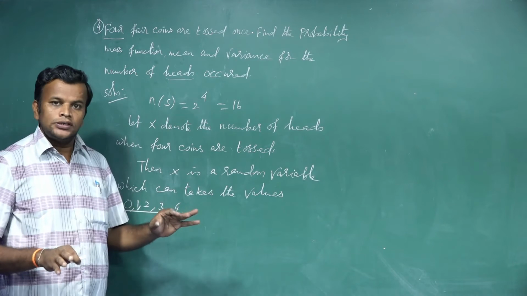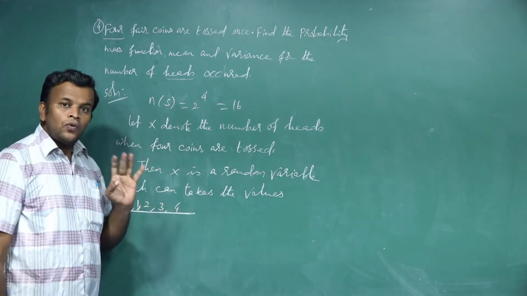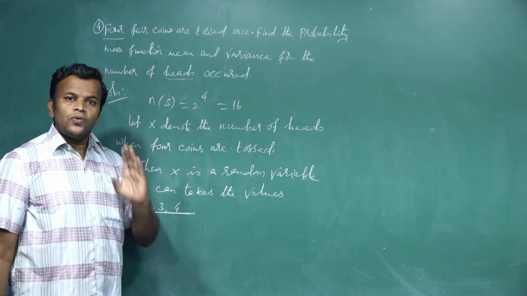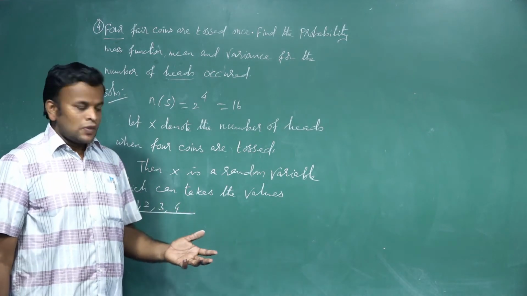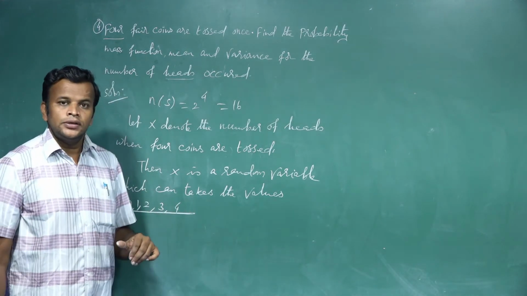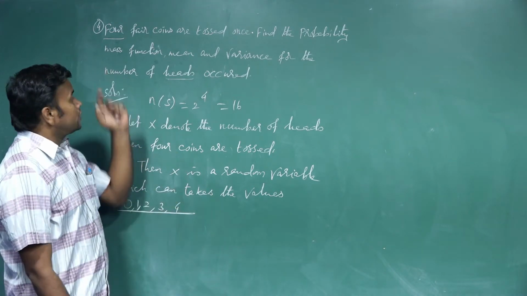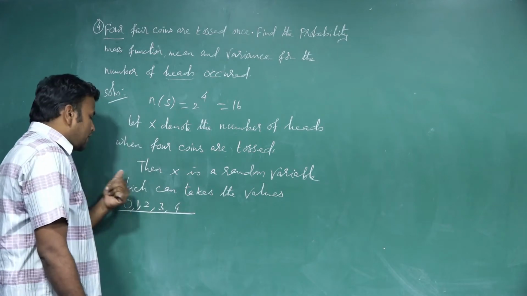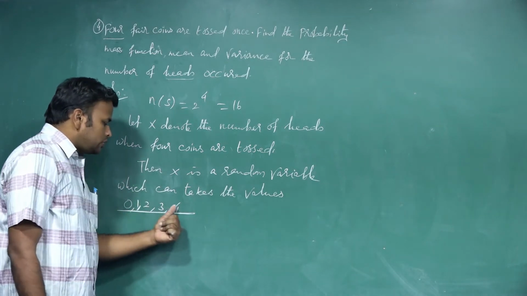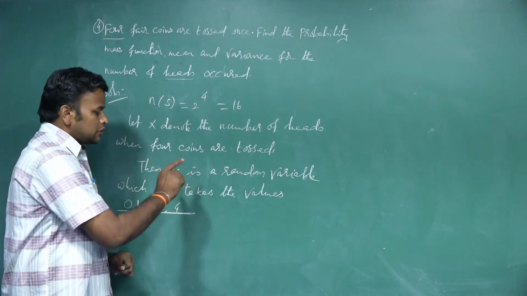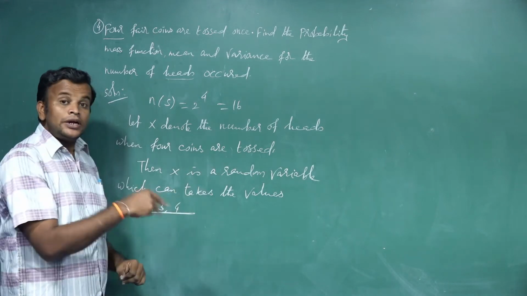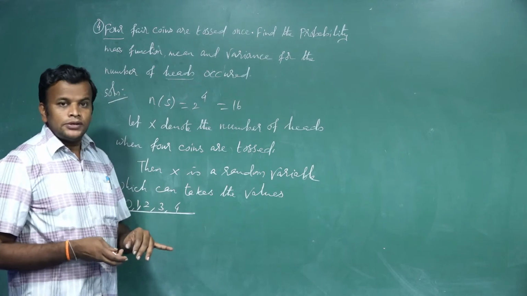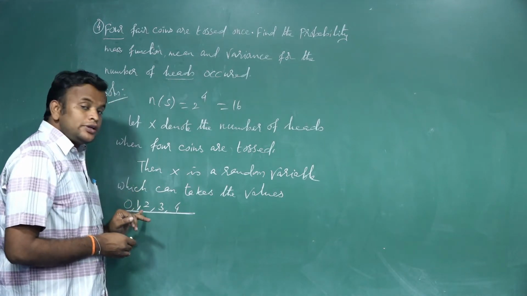0 means no head. 1 means out of 4 coins, 1 head. 2, 3, 4. 4 means all the 4 coins have the face head. 5 will not come. Why? We tossed only 4 coins. So the maximum number of heads will be 4. So the random variable values are 0, 1, 2, 3 and 4. So the first step is to find the values of the random variable. The next step is to find the probability of each and every random variable value. The first random variable value is 0.